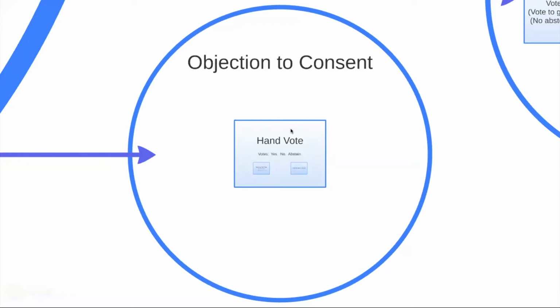you will go into a hand vote. So if you remember me just a couple of minutes ago talking about how hand votes are important so that we can count physically the number of people that are saying yes and no, that's exactly the same reasoning for this objection to consent, right?